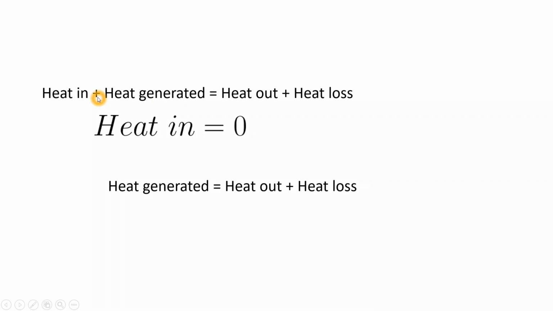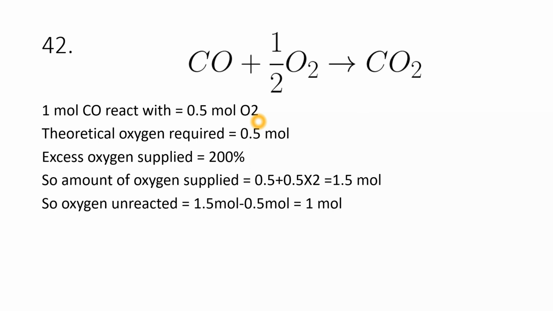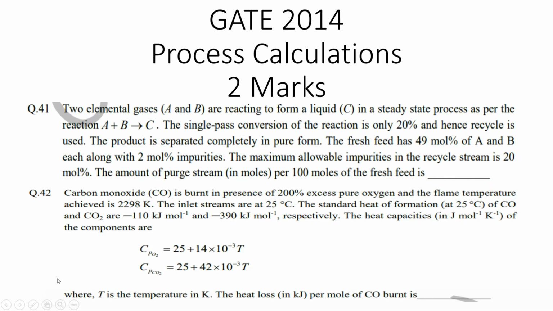Now, heat in plus heat generated is equal to heat out plus heat loss. There is no problem, right? Heat in plus heat generated, and we know that heat in should be 0. Why? Since we are supplying the reactant at 25 degrees centigrade and the reaction is happening only at 25 degrees centigrade, that means it is already at a reference temperature, so there is no heat in.